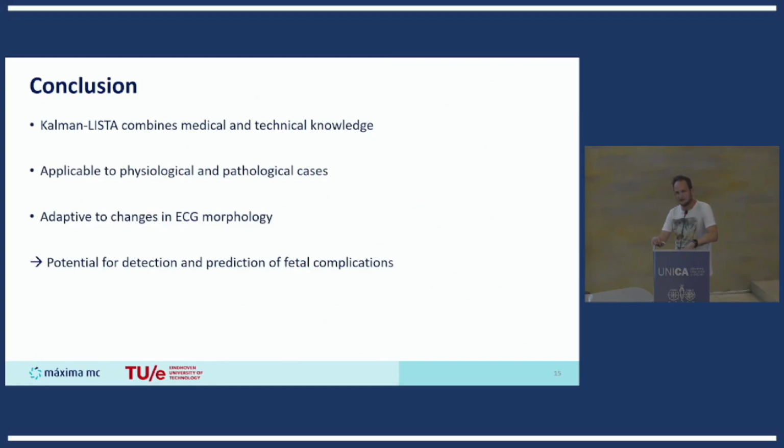It's also very robust, basically because you know what it's going to do. There's no unpredictable behavior. And to some extent it's also explainable, because you can really explain what it's doing. Of course, there are some gray boxes in between, but the final result, we know what it's doing, what it is supposed to do. It seems to be applicable to physiological and pathological cases. And what we also saw, that it can adapt itself to ECG morphology. And with that, I think it has a strong potential for detection and prediction of, in the end, maybe fetal complications by using maybe ST analysis under non-invasive conditions, so the abdominal ECG.